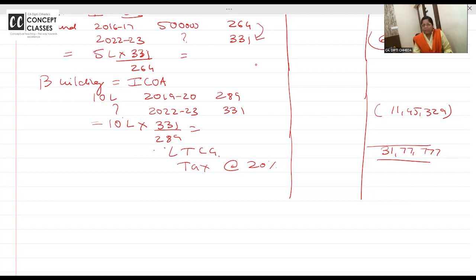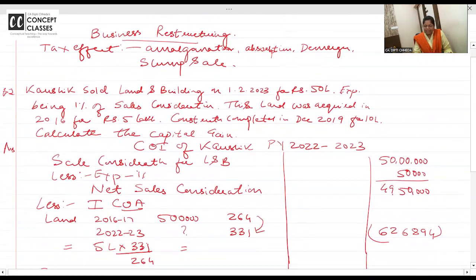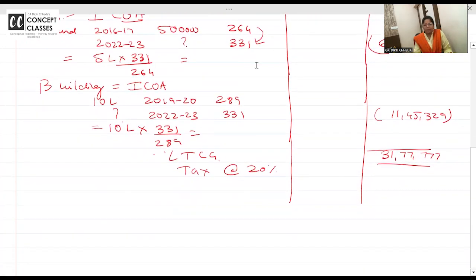Had it been long-term capital gain on shares on which STT is charged, I would have taxed it at 10%. But this is 20%. Ma'am, will Kaushik get basic exemption? Bilkul milega. Will you charge surcharge on Kaushik's income? No, because it has not exceeded 50 lakhs. So tax at the rate of 20%, HEC at the rate of 4%.